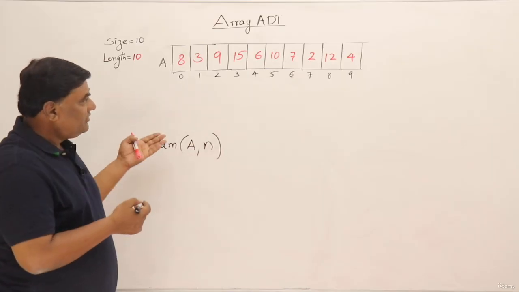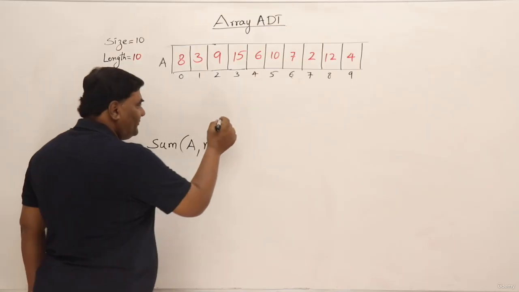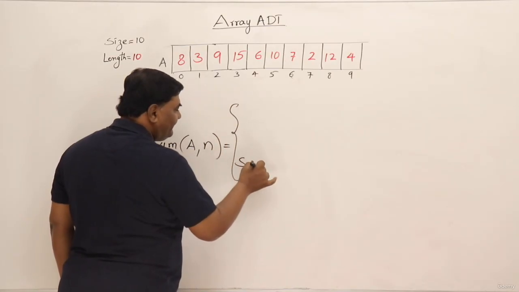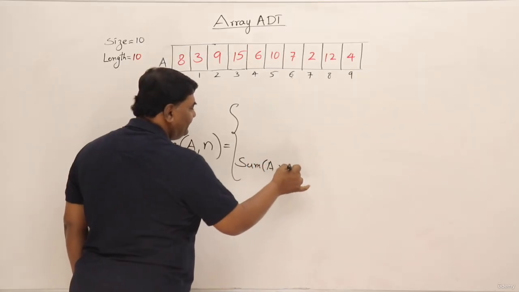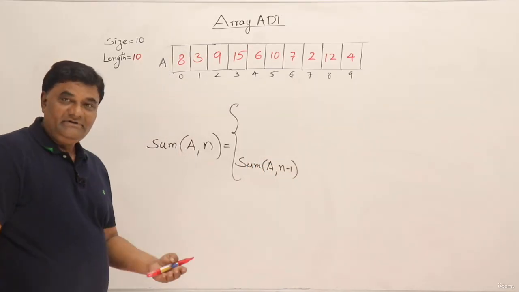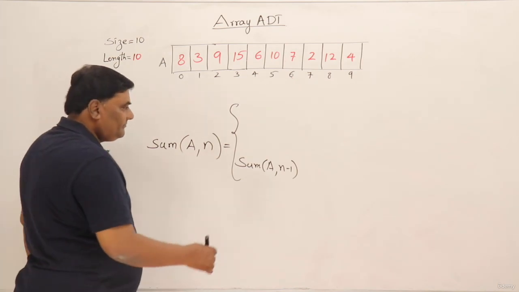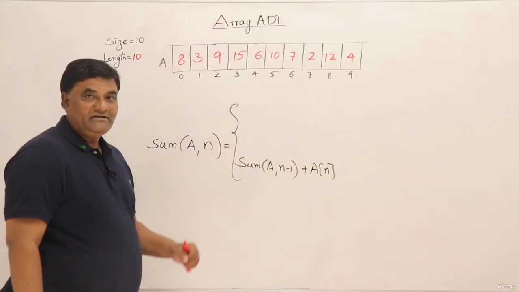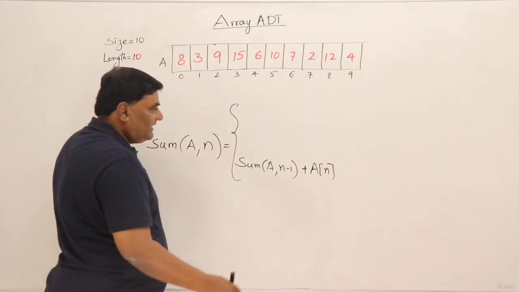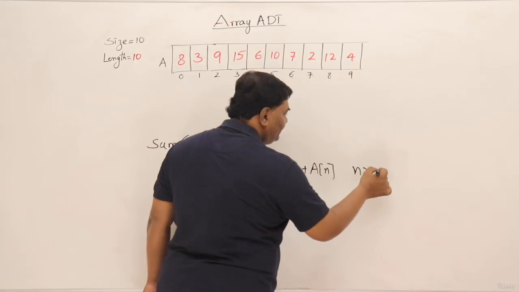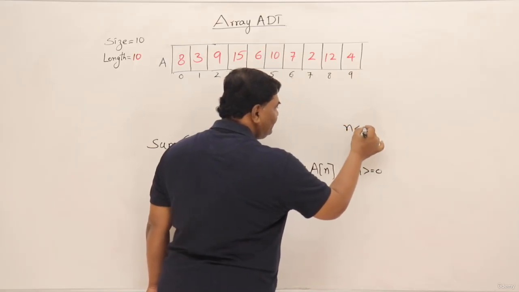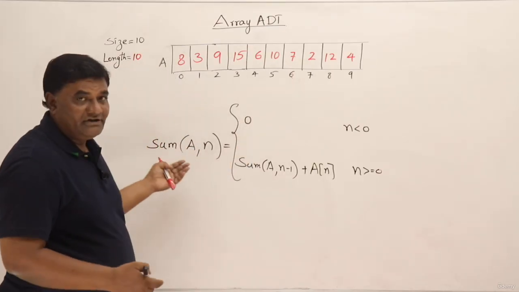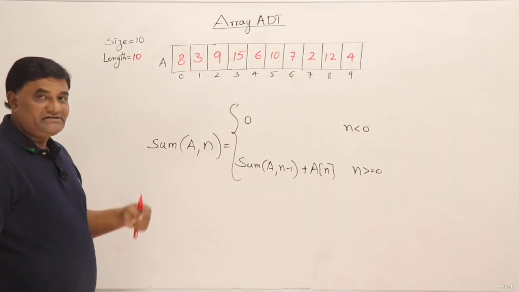Then what is the sum of all elements in an array? The sum of all the elements in an array can be recursively defined as the sum of n minus 1 elements plus the nth element. This is how we can define it recursively, for n greater than or equal to 0. When n is less than 0, then it is 0. Less than 0 means minus 1, minus 2, if anything you give, then that is 0. So this is the recursive definition.